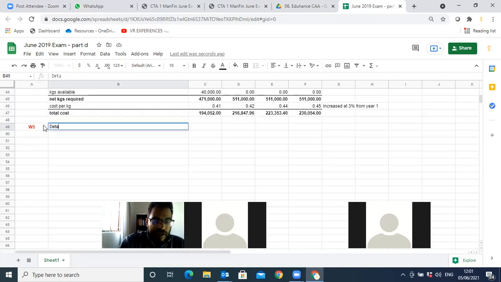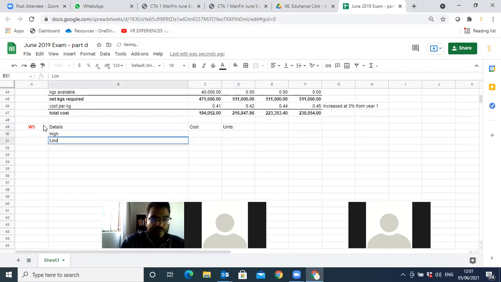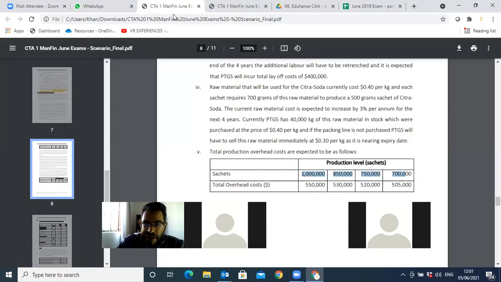So what we will have in the details is a column for costs and a column for units. Then we're going to have high and low. Now the high and the low is based on the units, not on the cost. So what is the highest units? The highest units in the range of information is 1 million. The lowest units is 700,000.